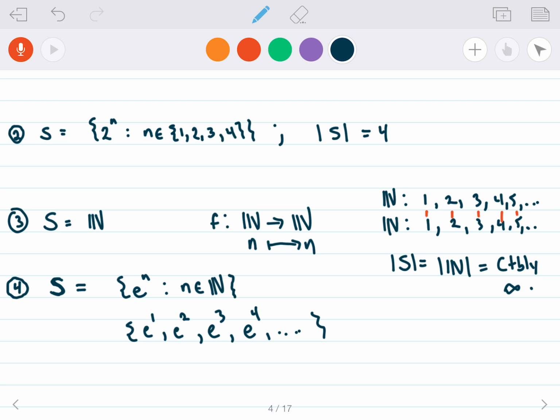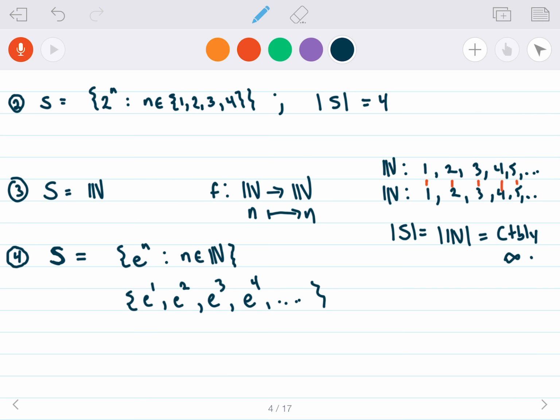And you might think to yourself, well, hey, I can pair up each element in this set with the natural number that it's raised to, right? And so, to say this a little bit formally, there's a bijection between S and the natural numbers. Okay, and how can we see this intuitively with a picture?